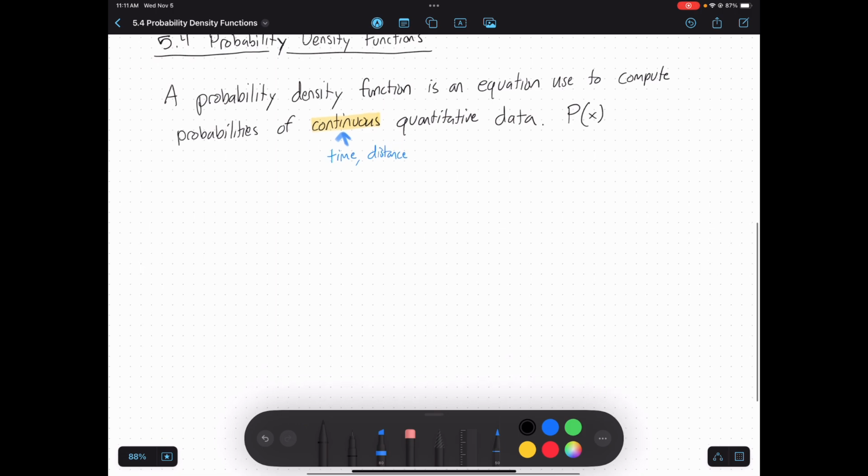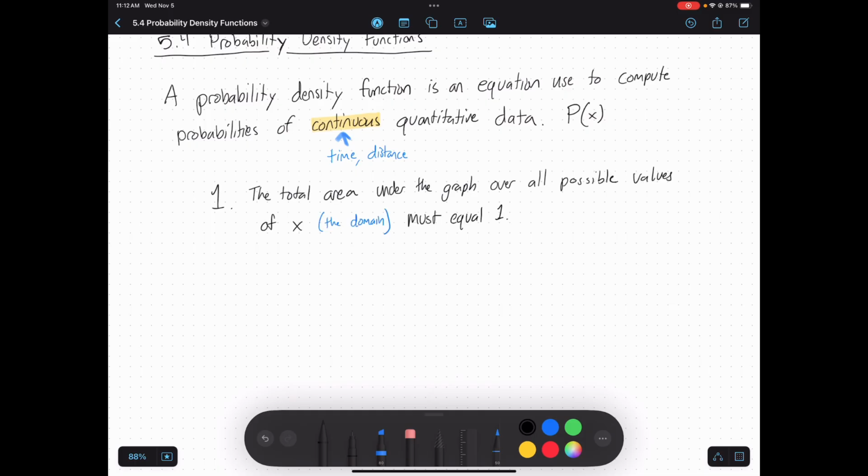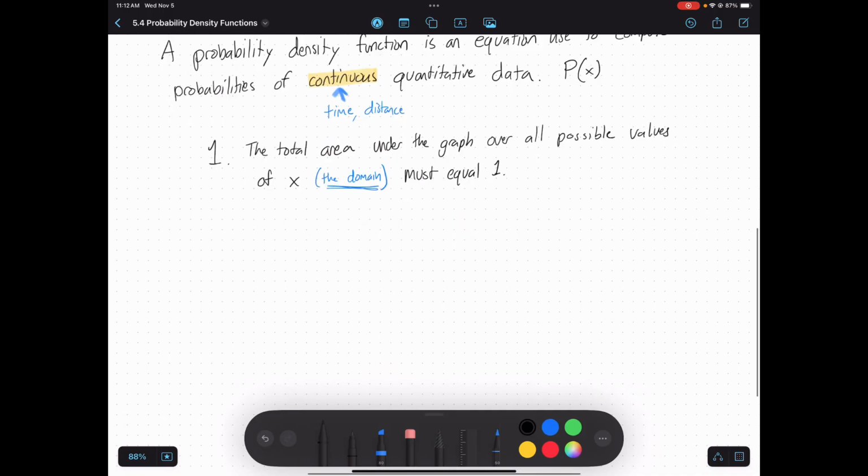And probability density functions have three very important properties in order for it to be considered a probability density function. First, the total area under the graph over all the possible values of x, another way to word that is the domain, must equal 1. Interesting. Well, let's keep going. I'm going to come back and talk about that one.